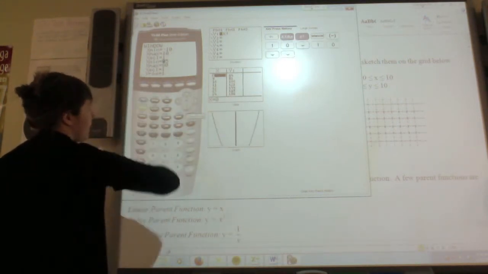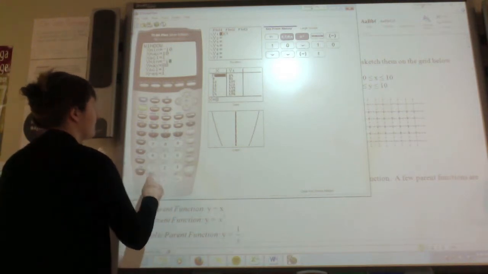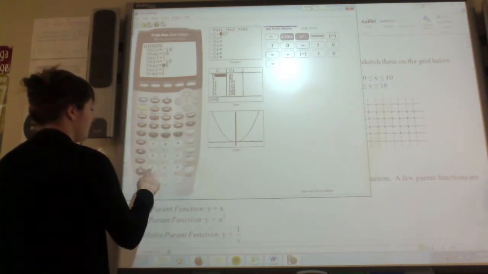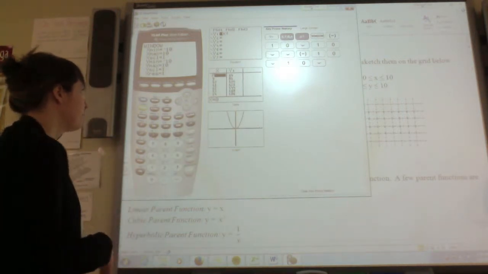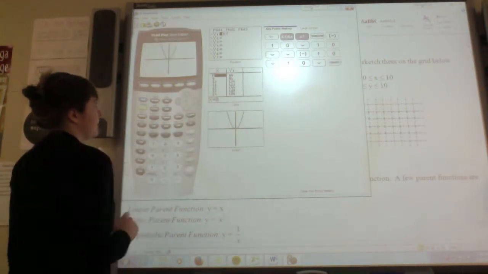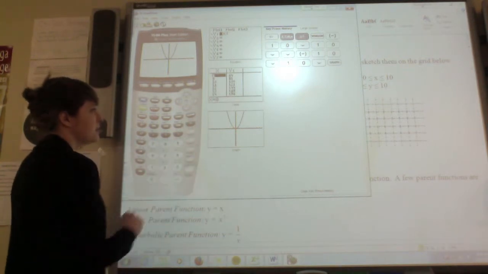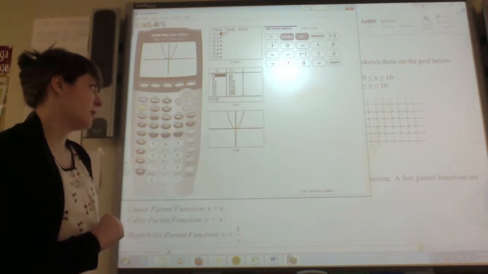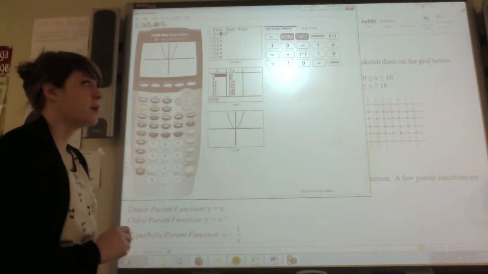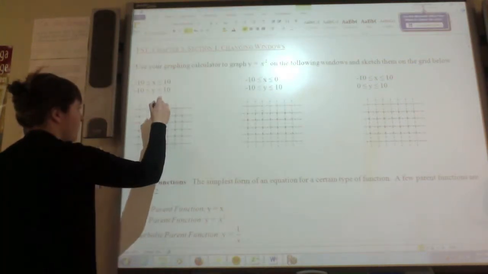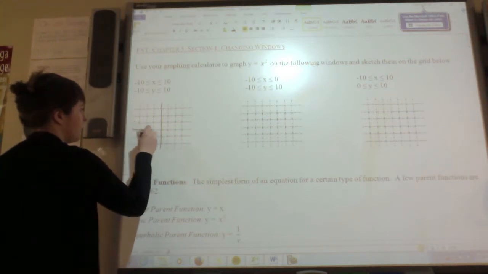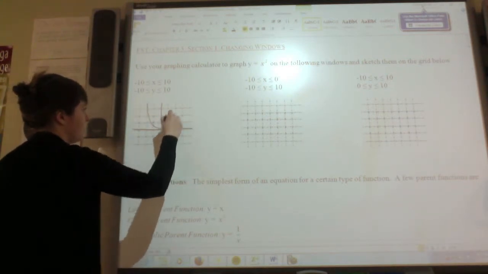And then down here for my y min I'm going to put -10 because my y values were going from -10 to 10 as well. So my y max is also 10. Then I can hit the graph button right here, and this gives me what my graph is going to look like. So now I'm going to go back to my notes and sketch in that graph. Looks something like this.